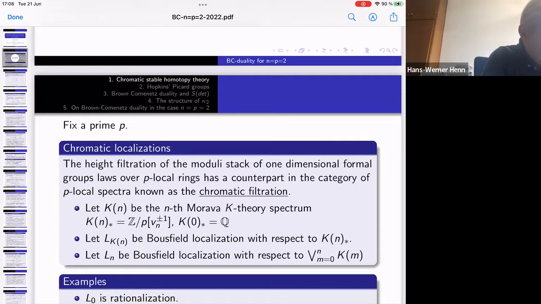So Kn is the nth Morava K-theory spectrum. So Kn star is, well, depends on how you define it, whether it's defined over F_p or over an extension. You can define it over F_p, and it's a periodic theory on a generator vn, whose degree is 2 times (p to the n minus 1). K0 is by convention not Q, it should be HQ.